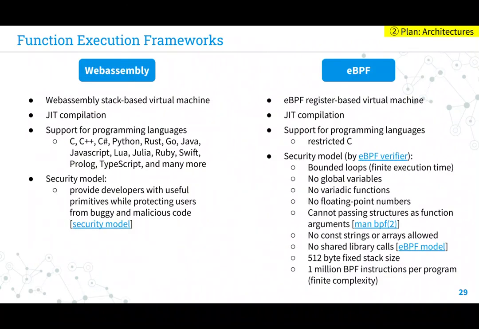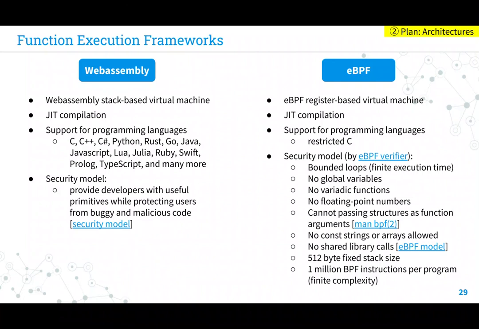And here I just want to compare these two different technologies. On one hand, both of them require a virtual machine to execute the bytecode generated by the compiler, and both of them support JIT compilation to ensure efficient execution. For eBPF, the only programming language that supports writing eBPF code is restricted C, which means you can only write bounded loops. You cannot use global variables. You cannot use floating point numbers. You cannot use constants, and you cannot even call functions residing within a shared library. And it also has strict limitations on the complexity of the program.